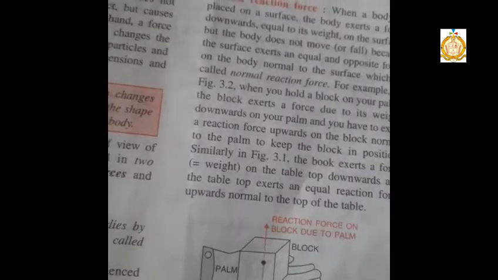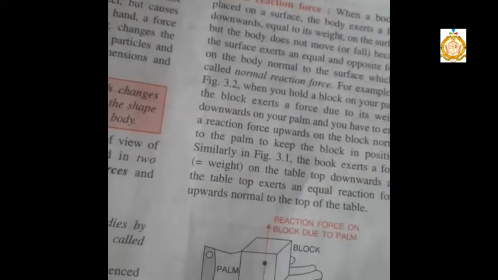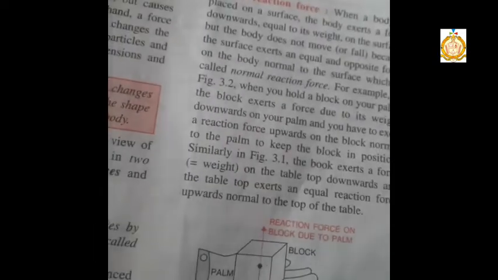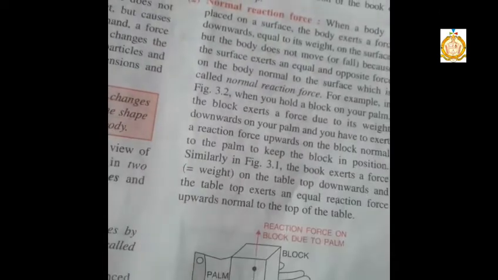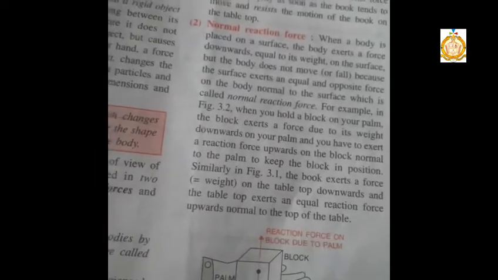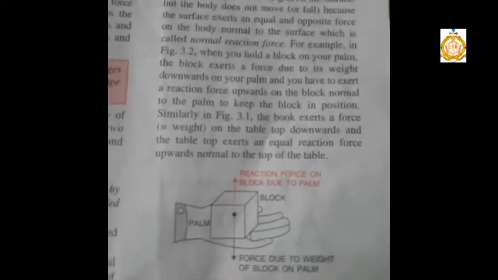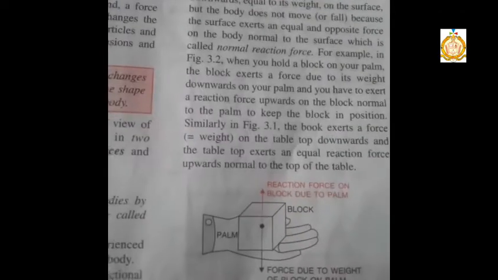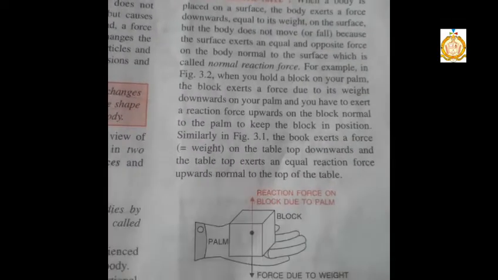Then the normal reaction force. Keep any book or any weight on your palm. Then the action will be on the downward side. Force is applied downward, but our palm is holding it, so our palm applies force in the upward direction. Action is downward and reaction is upward. So this is the normal reaction force.